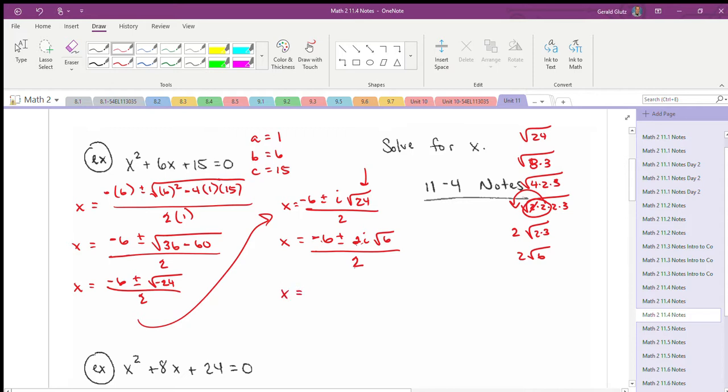So negative 6 divided by 2 would be negative 3. 2i divided by 2 is just 1i, or just i, and the square root of 6. So I divided both of these by 2, so that 2 is gone now. So our answer would be negative 3 plus or minus i root 6.